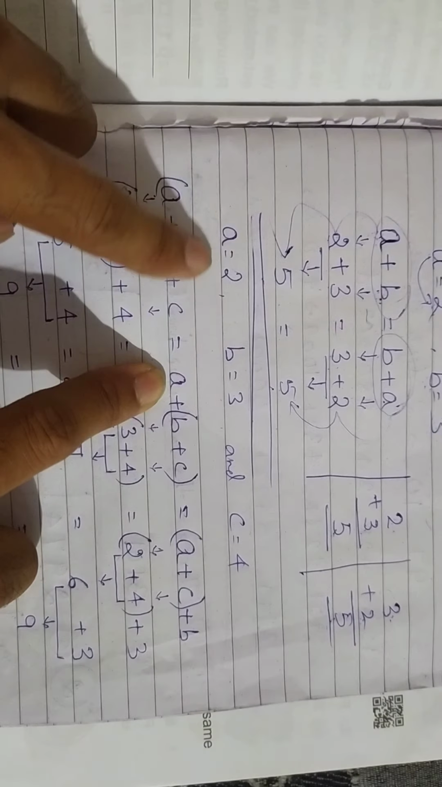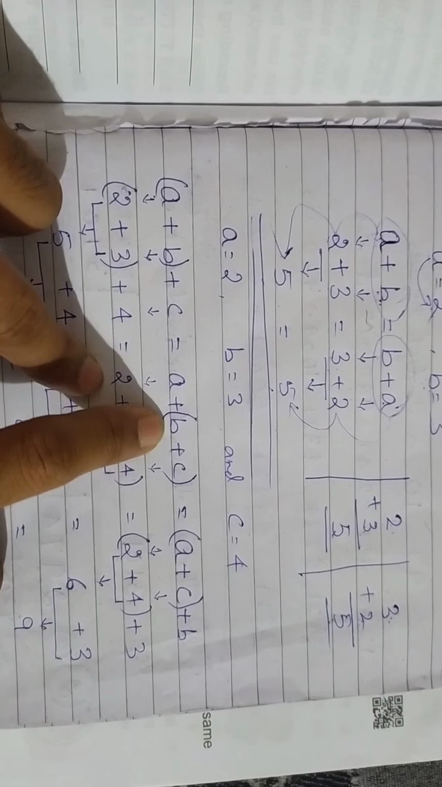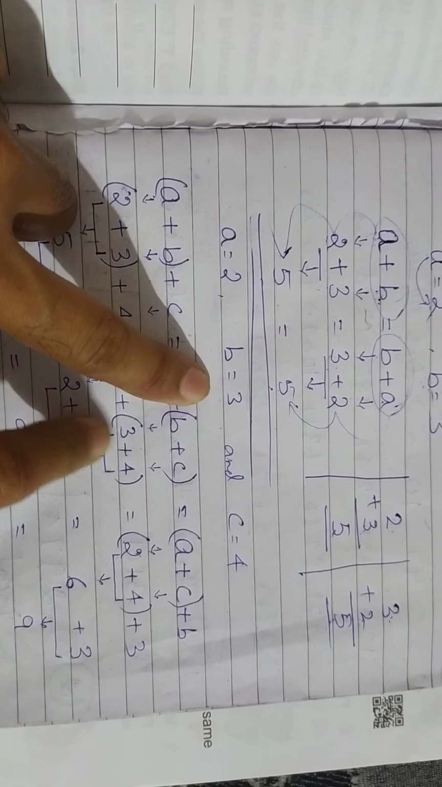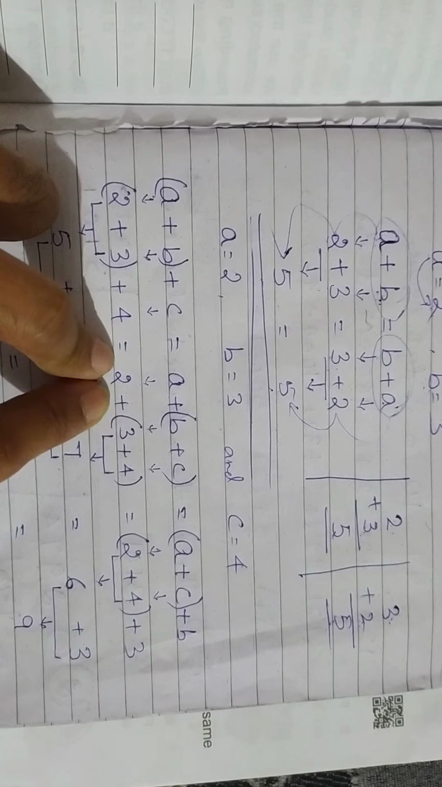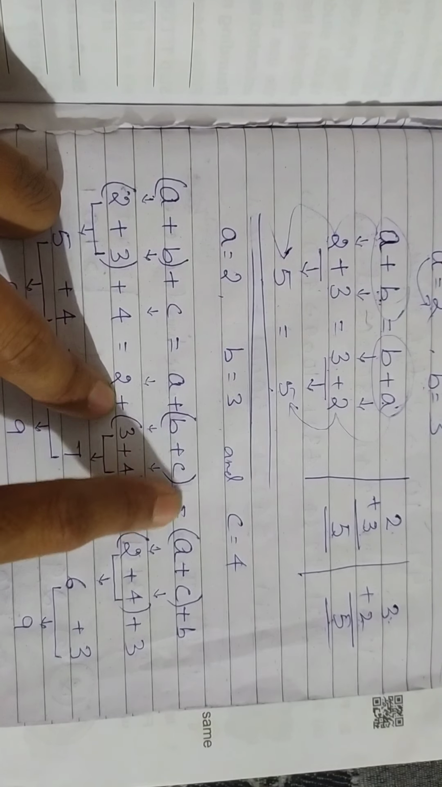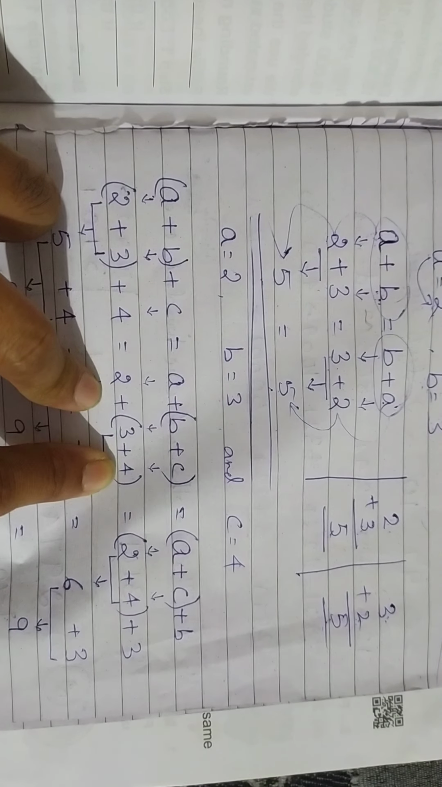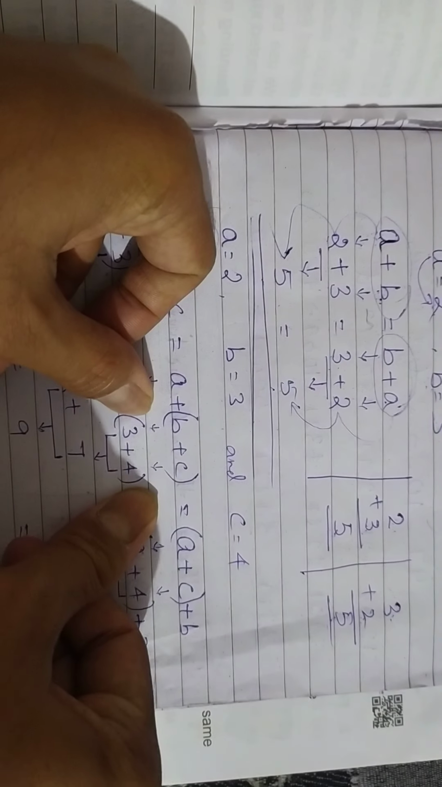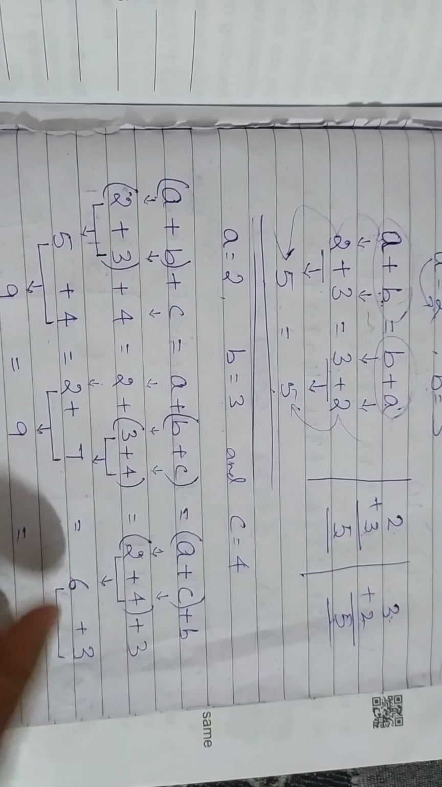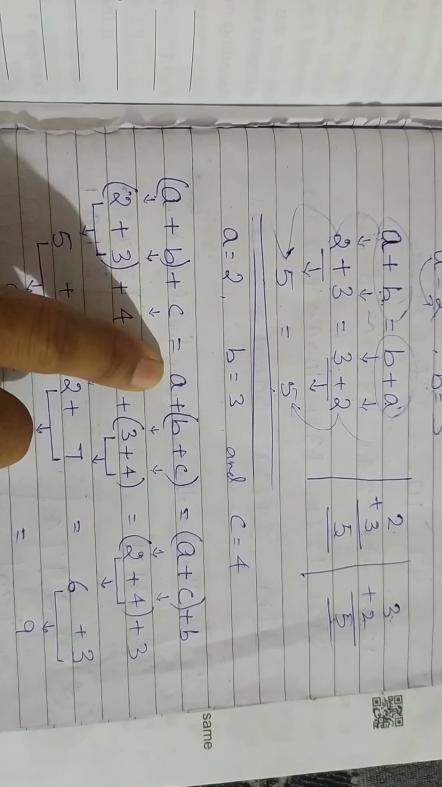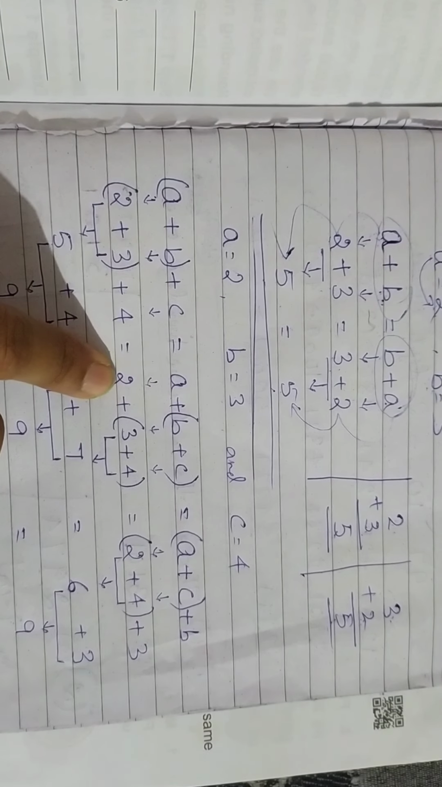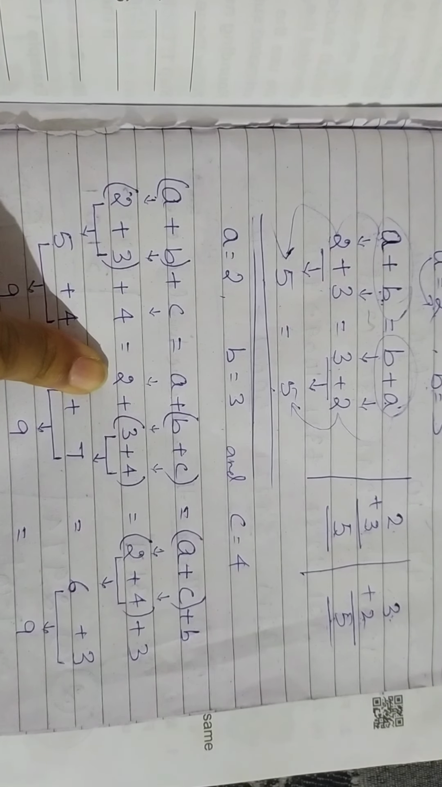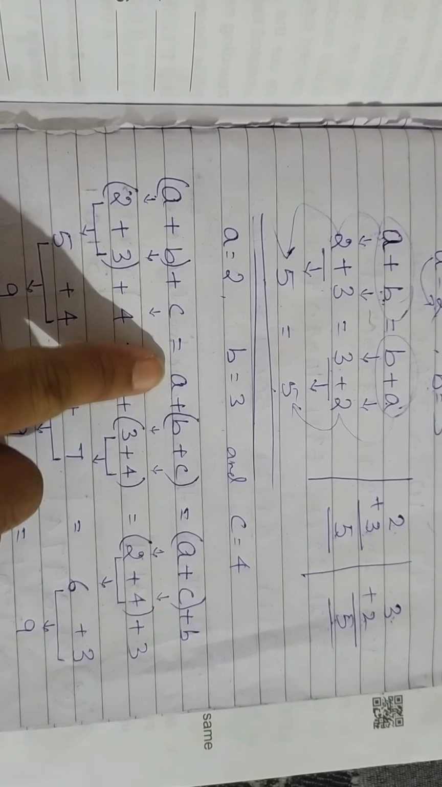Next, A plus B plus C. What is the value of A? 2, plus. What is the value of B? 3, plus the value of C, 4. Here A is 2 as it is outside, plus B and C are in the bracket, therefore the value of B and C, that is 3 plus 4, should be in the bracket. I hope that you understood how to substitute the value. If you write the value of the letters below the letter, this process is called substitution. Okay, now we have substituted the value of A, B and C.